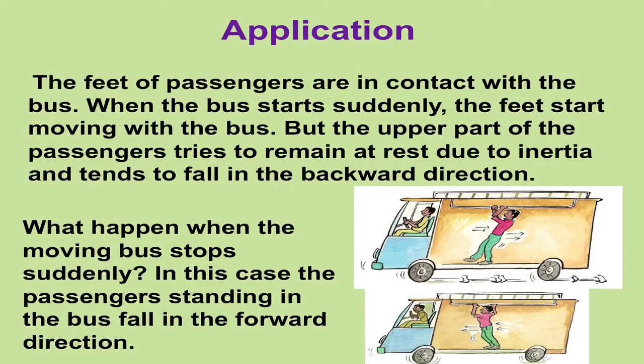The feet of passengers are in contact with the bus. When the bus starts suddenly, the feet start moving with the bus, but the upper part of the passenger tries to remain at rest due to inertia and tends to fall in the backward direction. What happens when the moving bus stops suddenly? In this case, the passengers standing in the bus fall in the forward direction. Can you think the reason of it on the basis of the explanation of the above example?